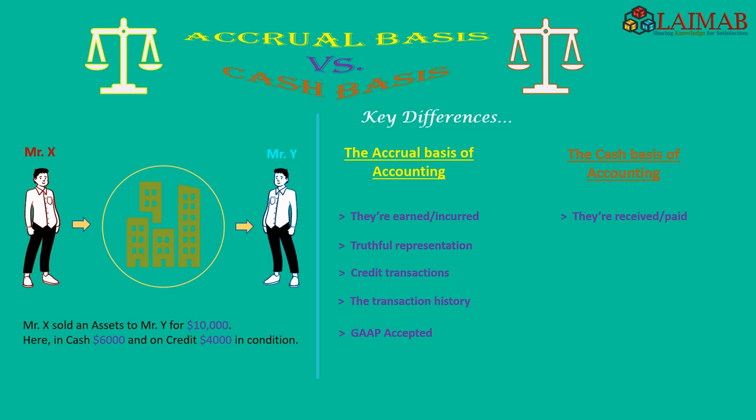GAAP-compliant accrual accounting is required for companies of a certain size, with certain debt covenants, or that are publicly traded. A weakness of accrual accounting is the extra bookkeeping. It also needs more frequent closing of the company's books.